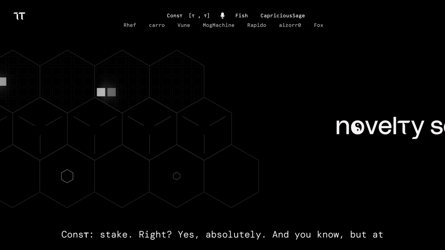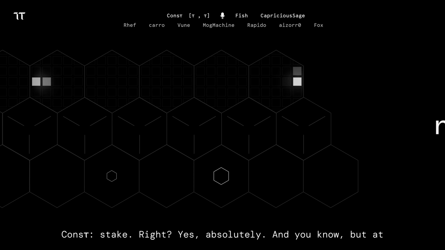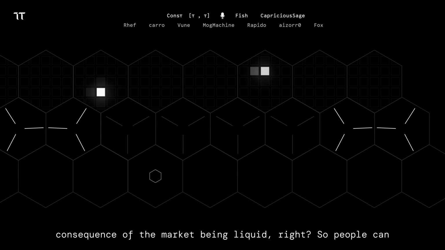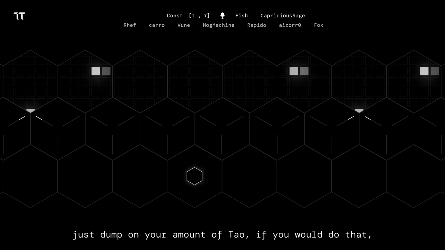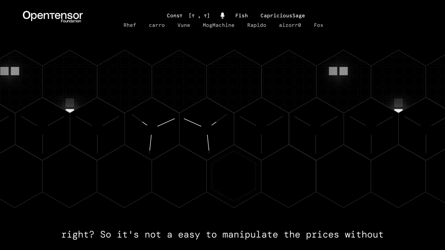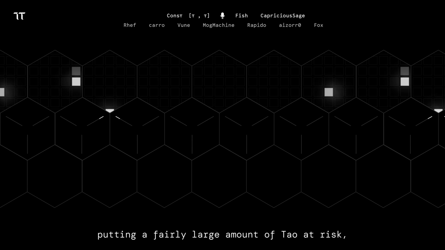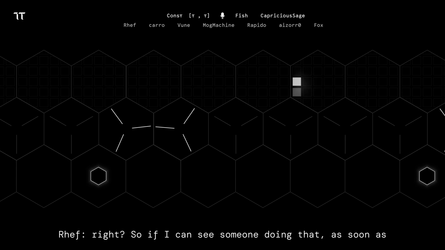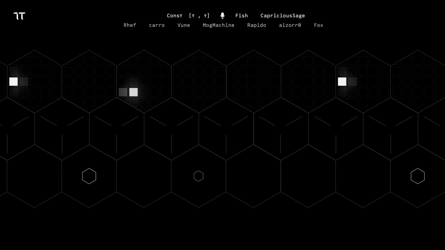Yes, absolutely. But at core, it's very difficult to move that amount of tau as a consequence of the market being liquid, right? So people can just dump on your amount of tau if you would do that, right? So it's not easy to manipulate the prices without putting a fairly large amount of tau at risk. Right. So if I can see someone doing that, as soon as they buy, I can sell, and when they sell, I buy. Right?